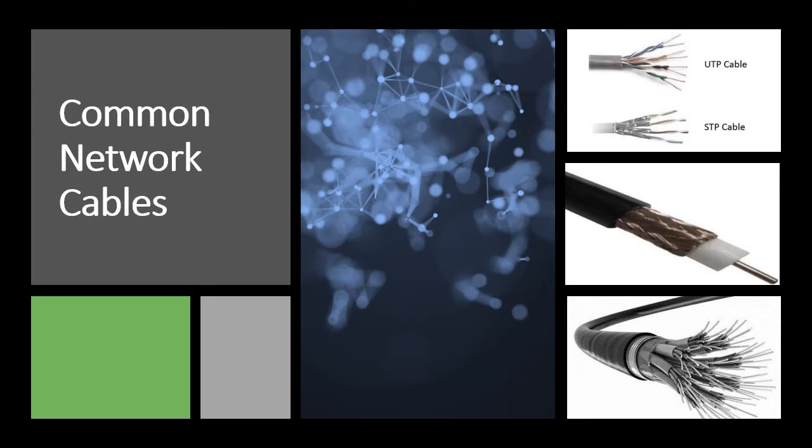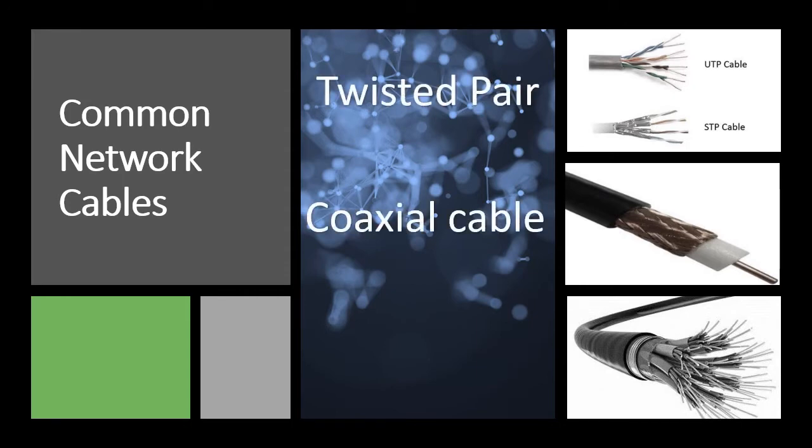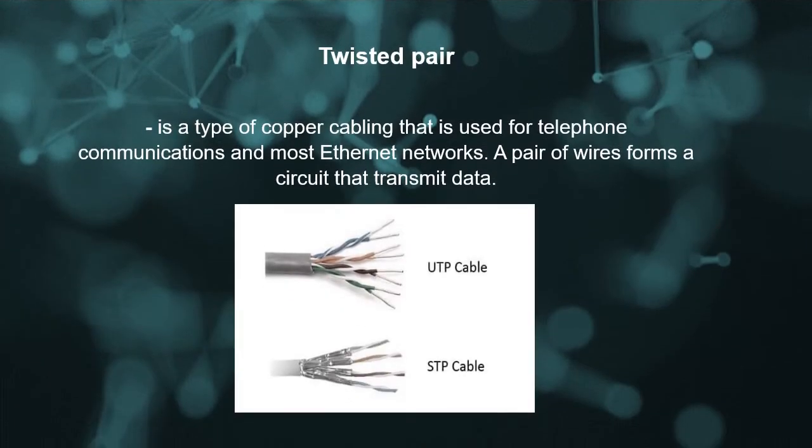Last week, we already discussed the safety precautions related to network. This time, let me introduce to you the common network cables. We have here three network cables: the twisted pair, coaxial cable, and fiber optic cable. Let us discuss one by one.